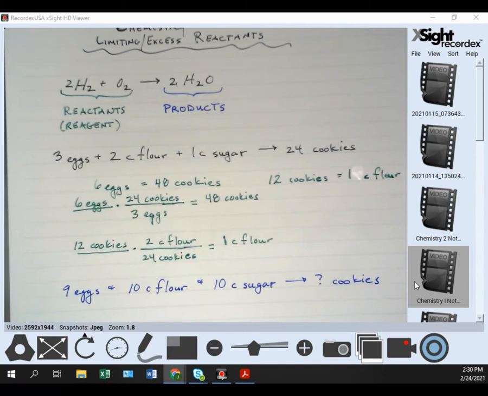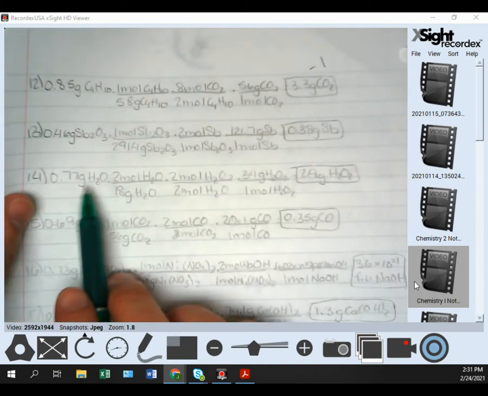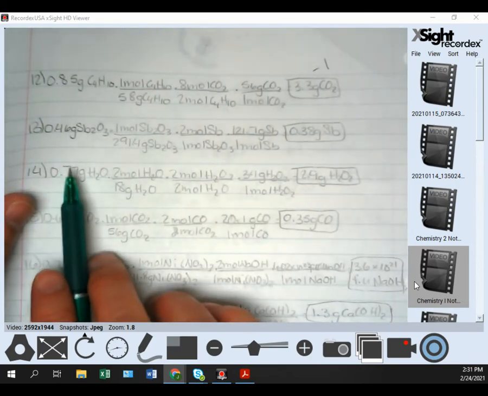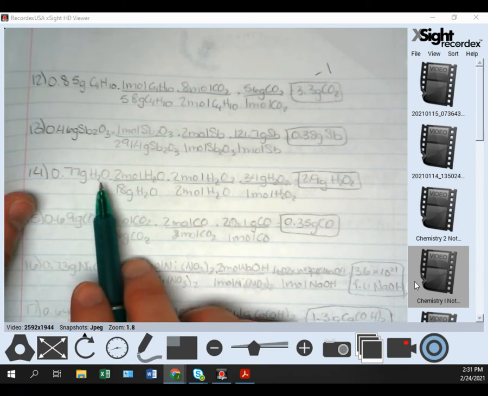So, does anybody have theirs out? Okay, so if we look at number 14, now we're using the equation, but basically we had 0.77 grams of H2O.